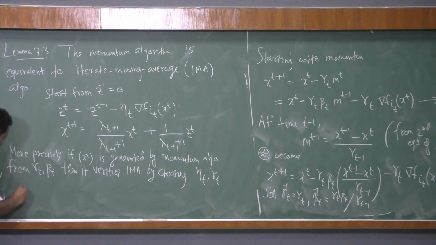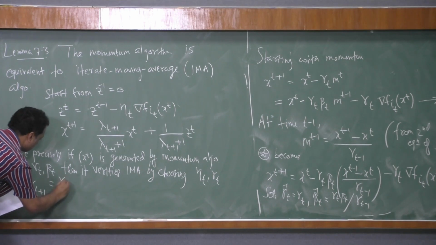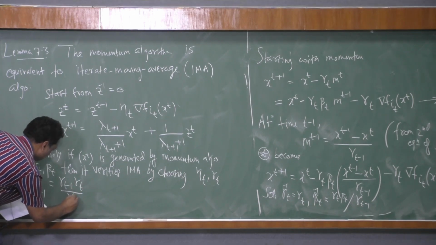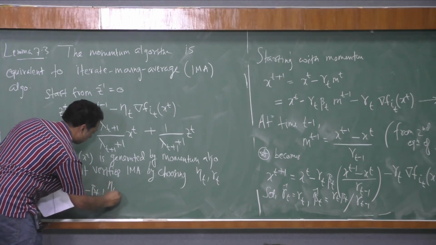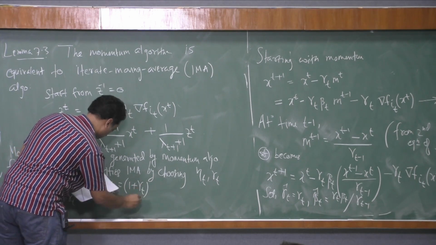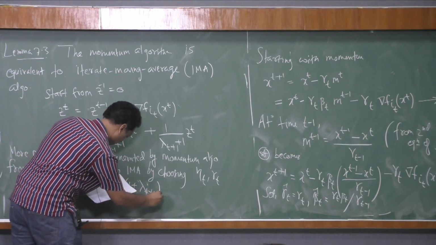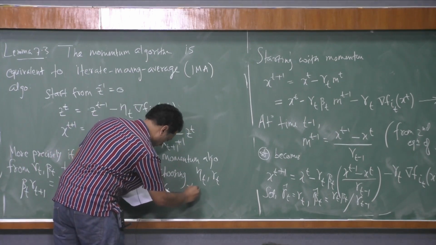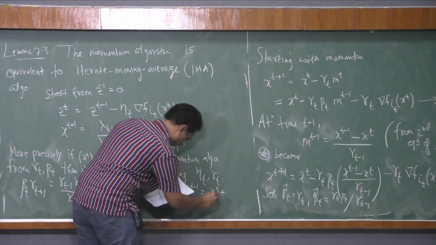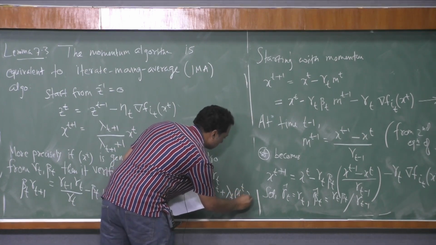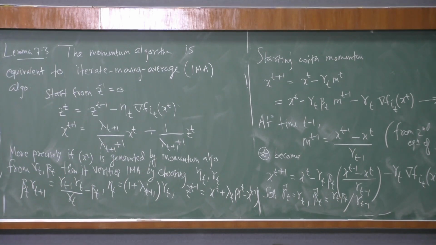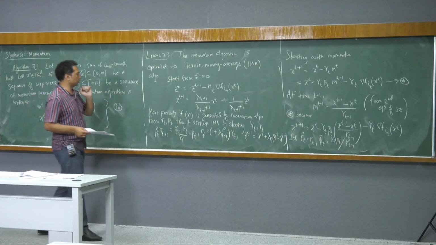as follows, where we have beta t gamma t plus 1 is gamma t minus 1 gamma t divided by gamma t minus beta t, and then eta t is 1 plus gamma t, it is 1 plus lambda t plus 1 and gamma t, and then zt minus 1 is equal to xt plus lambda t and xt minus 1. Okay. So this is the iterate moving average, and we will show that this and this are the same. So let us start with the momentum itself. So we start from here and we show that it produces these kind of iterates.